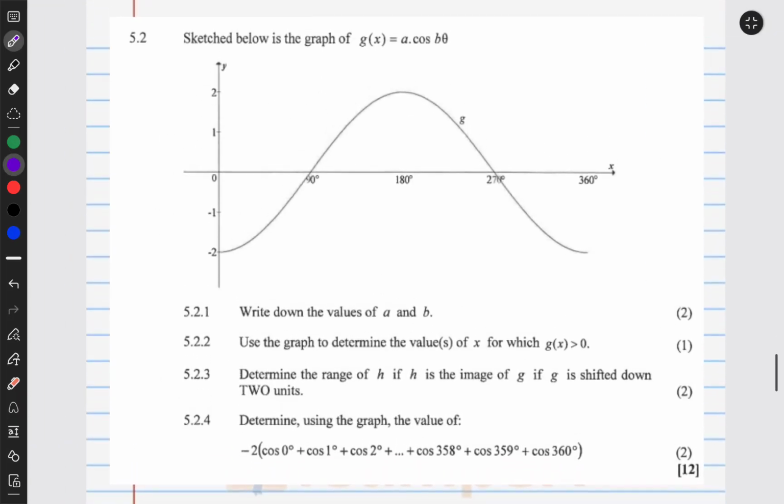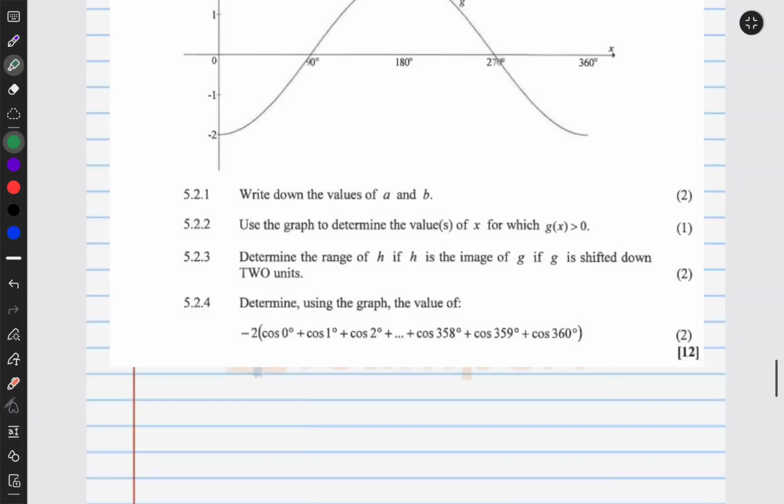5.2, sketch below is the graph of g at x is equal to a cos b theta. A cos b theta, that's the general equation for the cosine function. Write down the values of a and b. A is the distance from the x-axis to the minimum or the maximum, but since this function starts from the minimum value, we have to calculate the distance from the x-axis, or from 0 to the minimum point, which is negative 2. That will be our value of a.